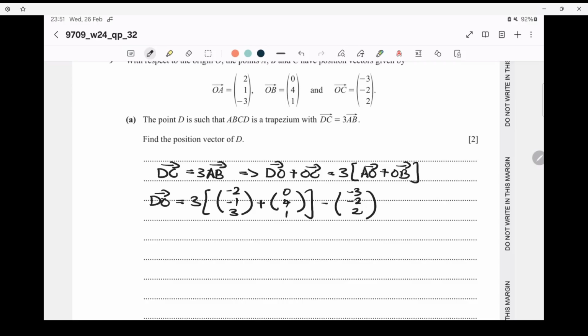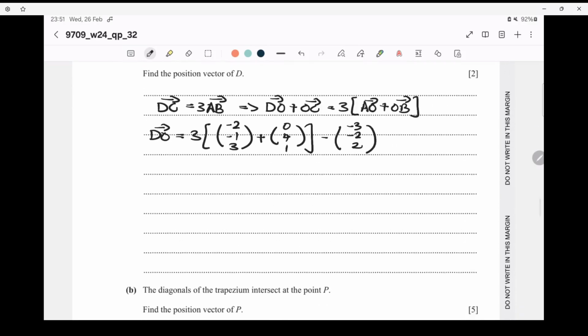So you do the calculation above, you should be able to get minus 3, 11, 10. So this is minus 6, minus 3, 9, plus 0, 12, 3, plus 3, 2, and then minus 2. Yes, you should be able to get that. And finally, revert back to OD. That will be 3, minus 11, minus 10.